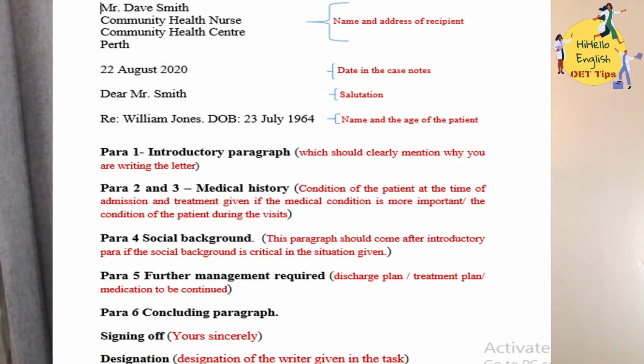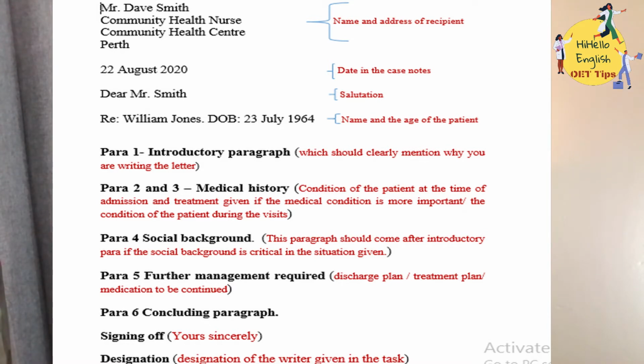Let me give you a general framework or an idea of how letters should be organized. First, keep in mind that everything you write should start from the left margin. The letter should start with the full name of the recipient and the address, followed by the date, which will be the date of your OET test.